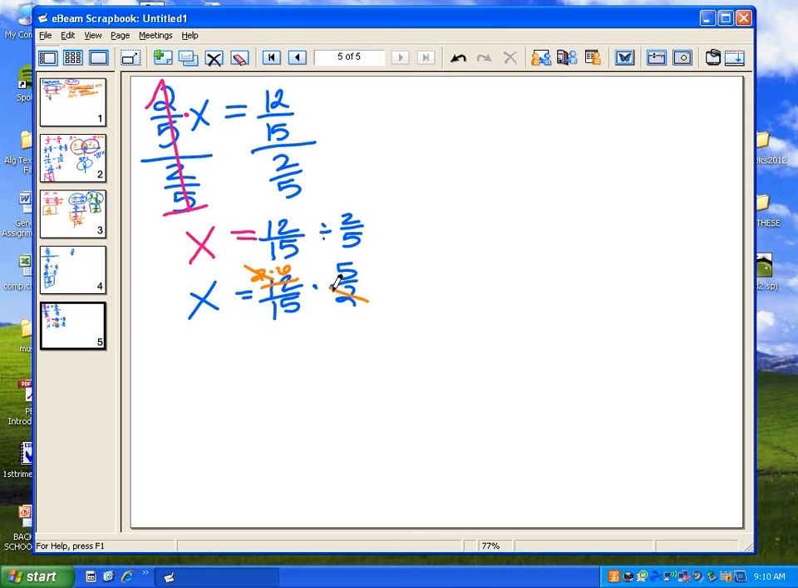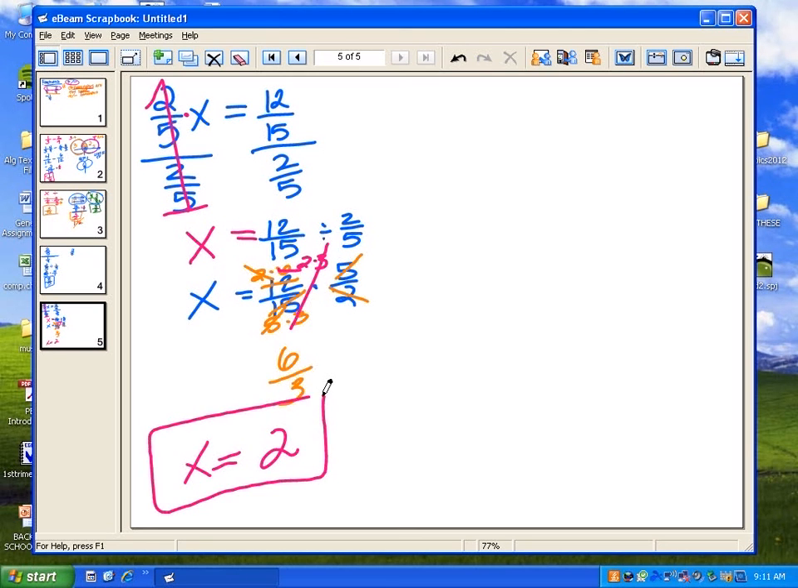What else? 5 and 15. The 15 has a 5 times a 3. So my 5's are gone. So I'm left with 6 times 1. It's a 1. 6 times 1 is 6. And 3 times 1 is 3. What did we miss? The 6 is really a 2 times a 3, and these 3's can go out. So you're really left with 2. And 6 divided by 3 is 2. Okay, so I get x equals 2.